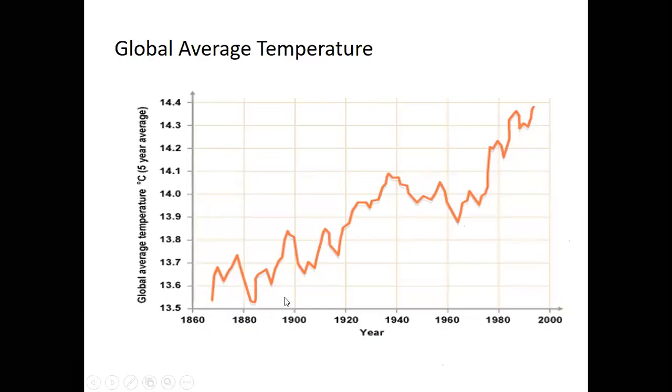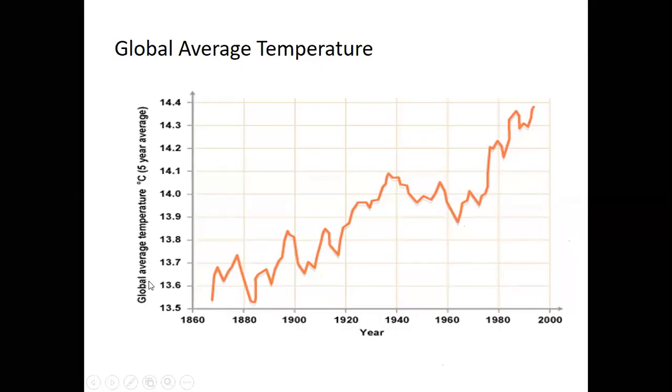Okay. Then what is this graph? This is global average temperature versus time from 1860 to 2000. So what can you understand? From 1862 to year 2000, the global average temperature, actually the global average Earth surface temperature, is increasing.